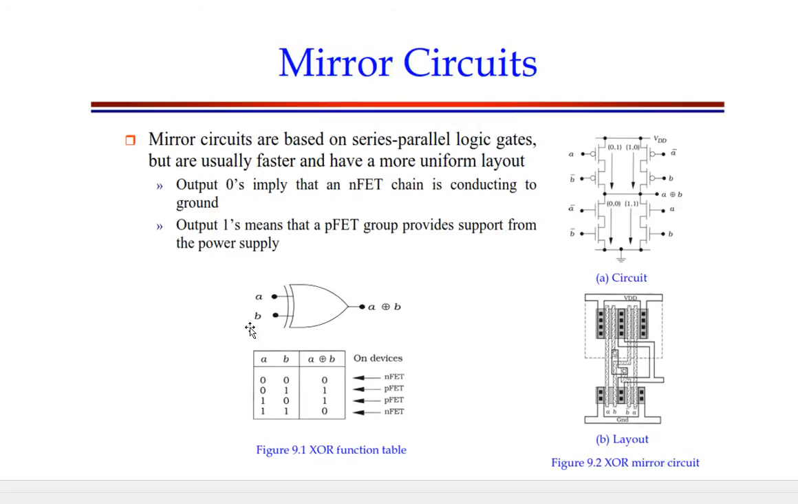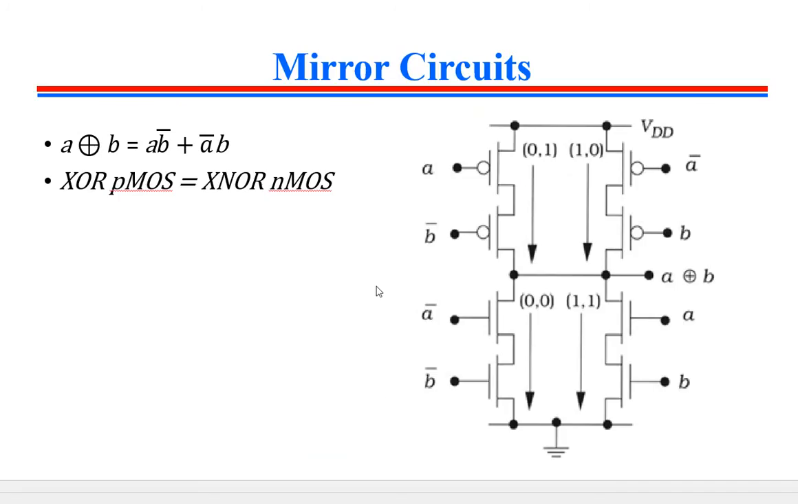Consider an example XOR with A and B as inputs. Here, if we consider the truth table, the various combinations are 0, 0, 0, 1, 1, 0 and 1, 1, and for the exclusive OR we get 0, 1, 1, 0 as the output. For the ON devices for these combinations, whenever the output is 0, the N-FET will be ON, and whenever the output is 1, the P-FET will be ON. So this is the basic operation of a mirror circuit.